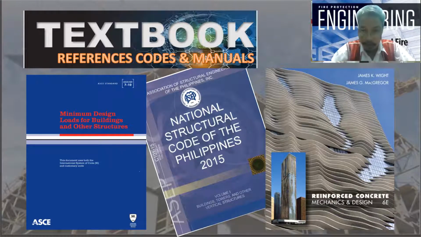Again, the same picture for NSCP, and the next one is another author. Reinforced Concrete Mechanics and Design by Wight and MacGregor. Okay, Wight and MacGregor. So they are good authors. These are textbooks. And these authors use the ACI 318 standard code. Okay.